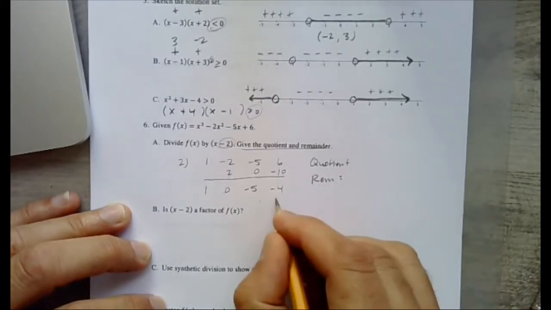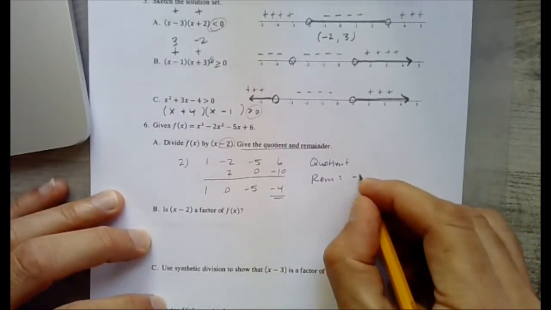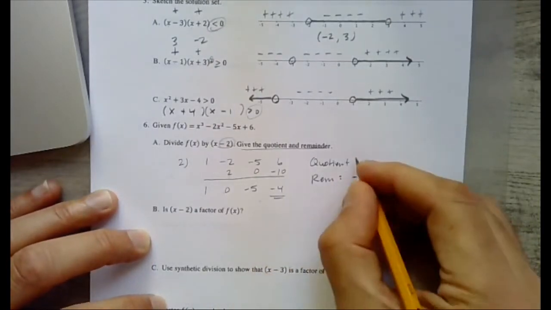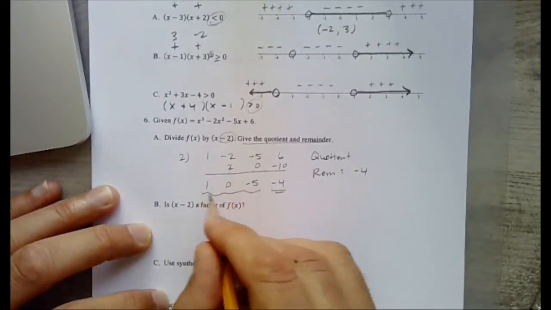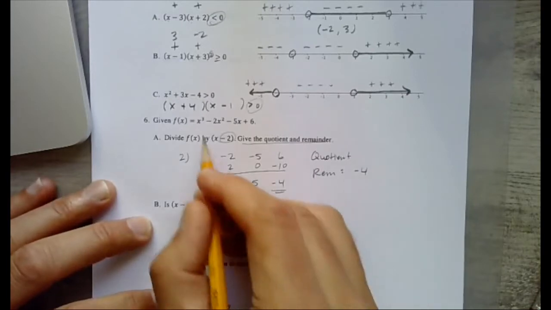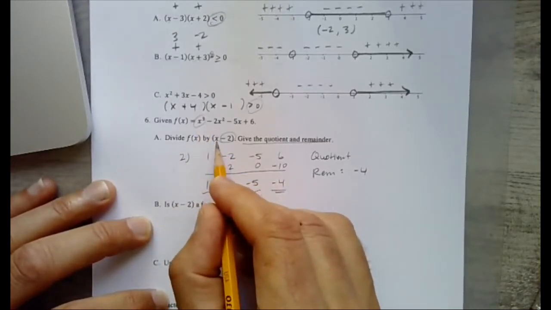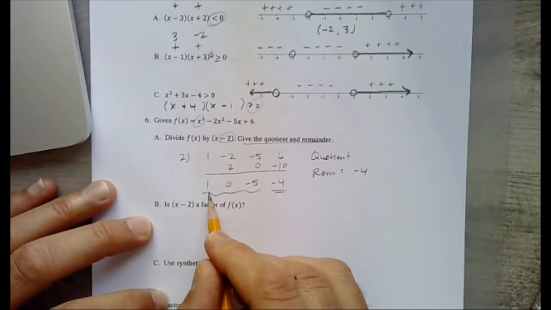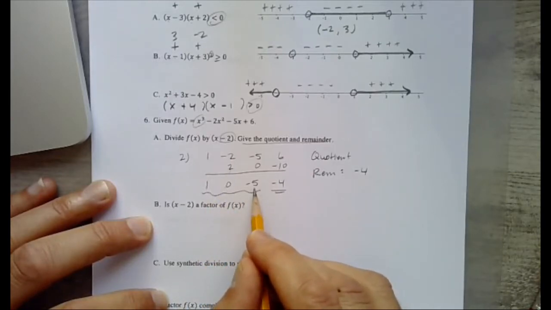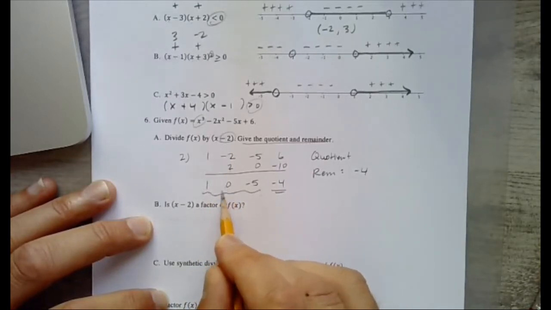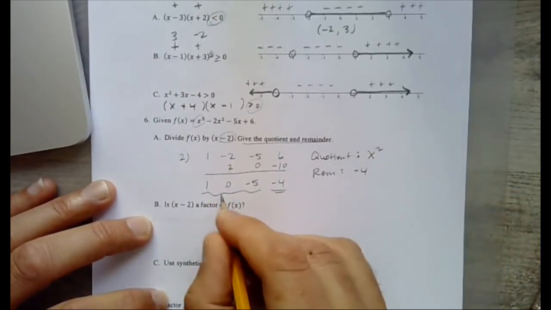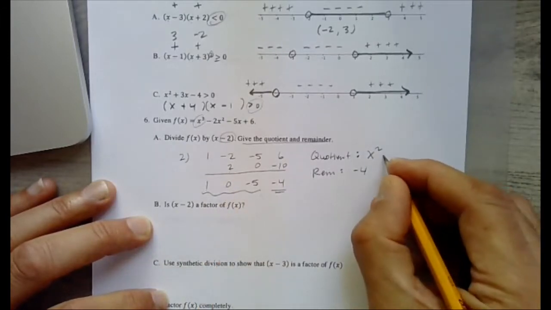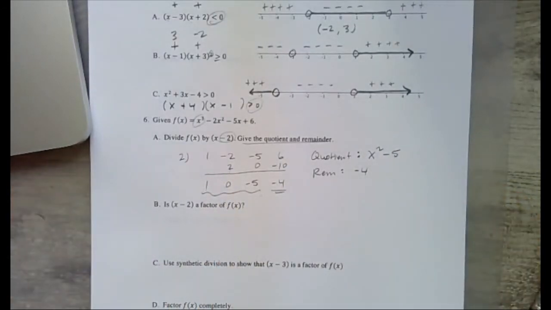All right, so the remainder is easy. The remainder is just going to be this number here, -4. Okay, and then the quotient is going to come from this here, right? And we've got to remember a couple of things we could do here. If I divide a third degree by a first degree, I'm going to end up with a second degree polynomial here. Or you can just count backwards and say this is the constant, this is the x term, and this is the x squared. So the quotient will be x squared plus 0x minus 5. Okay, so the quotient and the remainder.